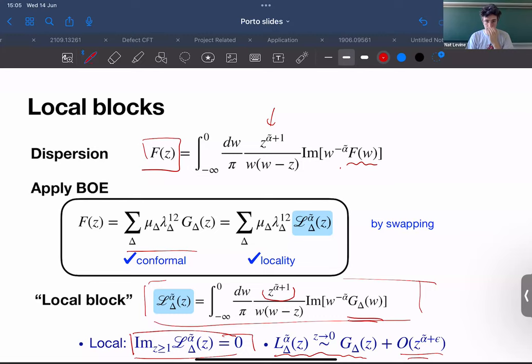Here we basically showed that locality implies this expansion as a sum of local blocks. But in fact, it goes the other way around as well. So you can show that this equation is equivalent to locality.